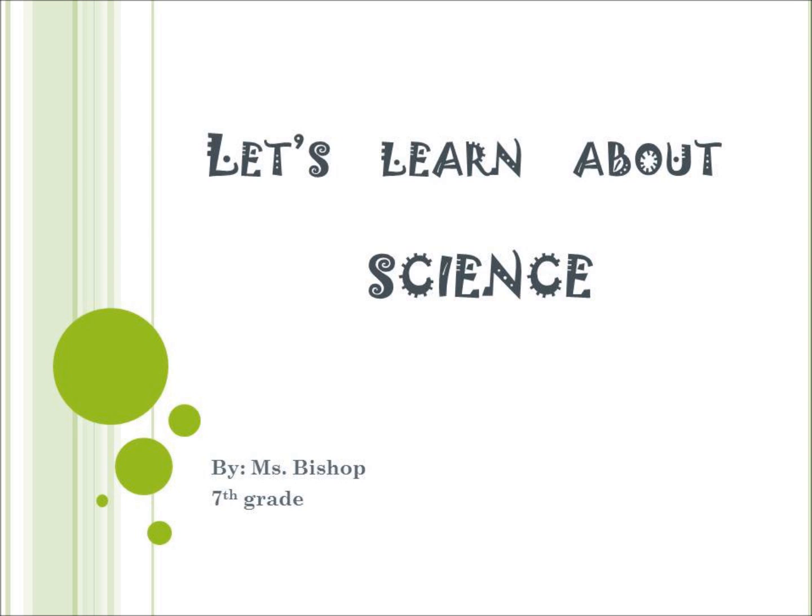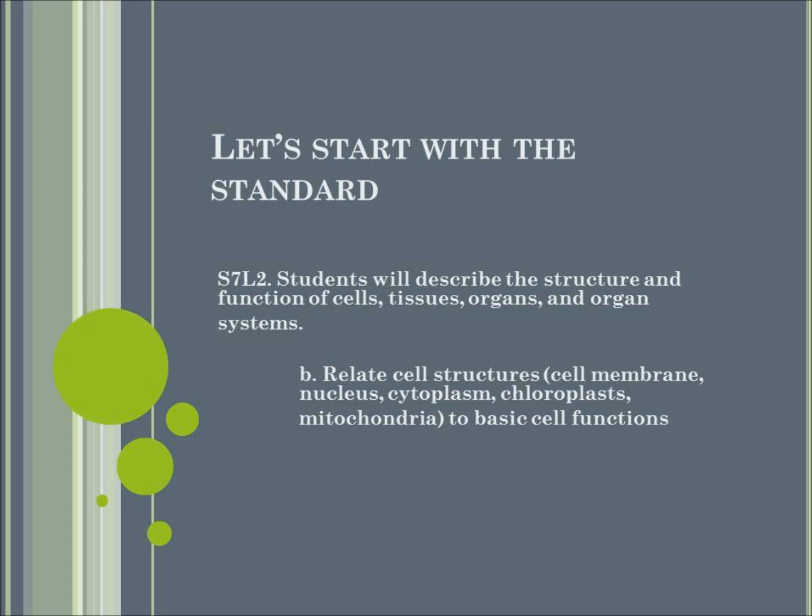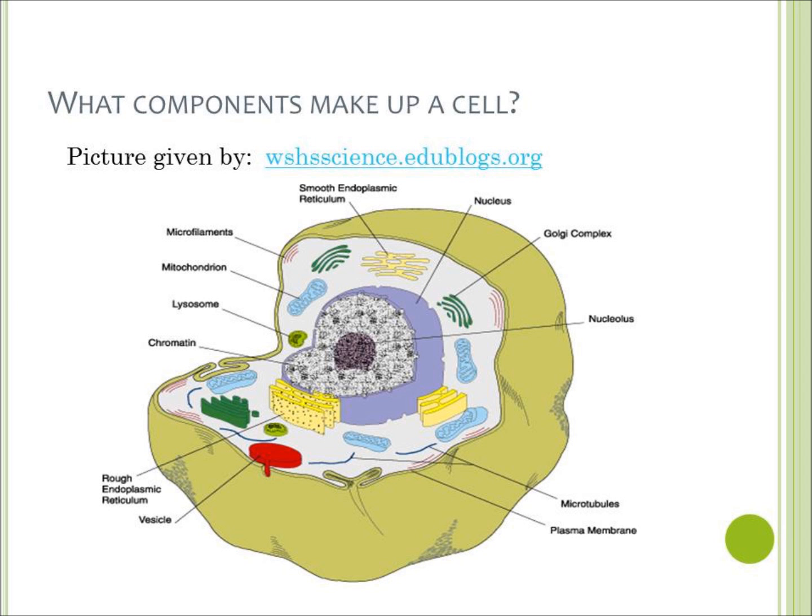First, let's start with the standard. The standard says students will describe the structure and function of cells, tissues, organs, and organ systems. We're actually doing part B, which is relate cell structures, which is the cell membrane, nucleus, cytoplasm, chloroplast, mitochondria, to the basic cell functions. Okay, let's take a quick look at the cell.